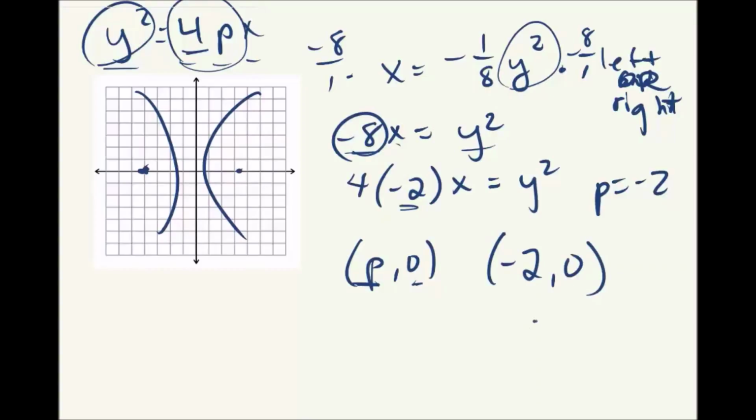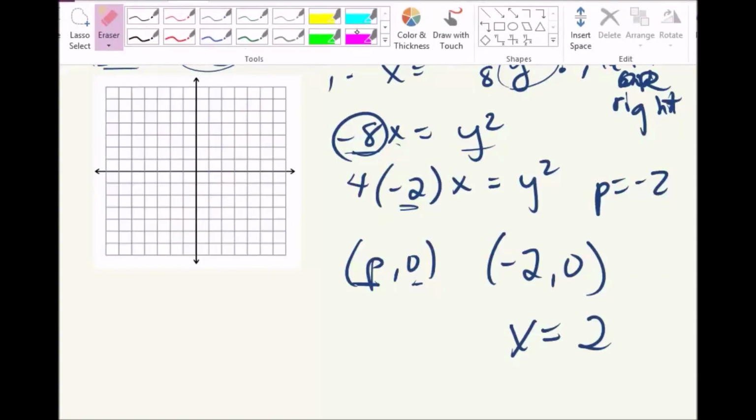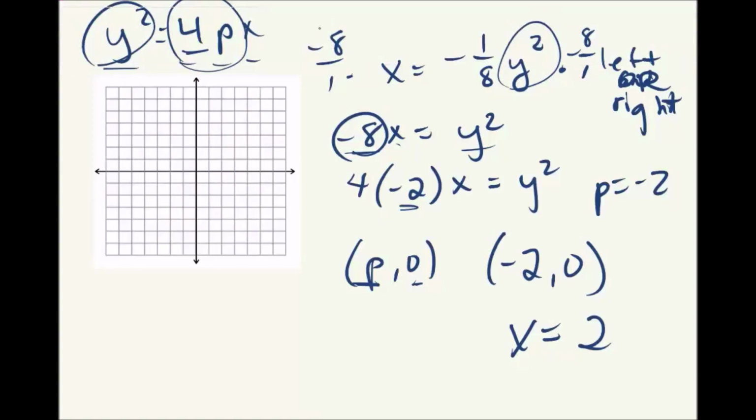The directrix then is x equals 2. Because x is equal to negative p, so negative negative 2 gives us 2. So what this is going to look like is the focus is at negative 2, 0. The directrix is x equals 2.